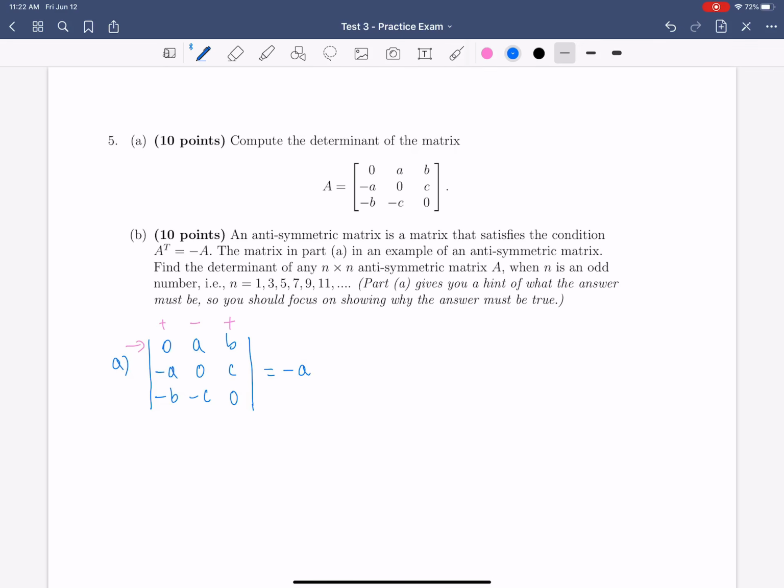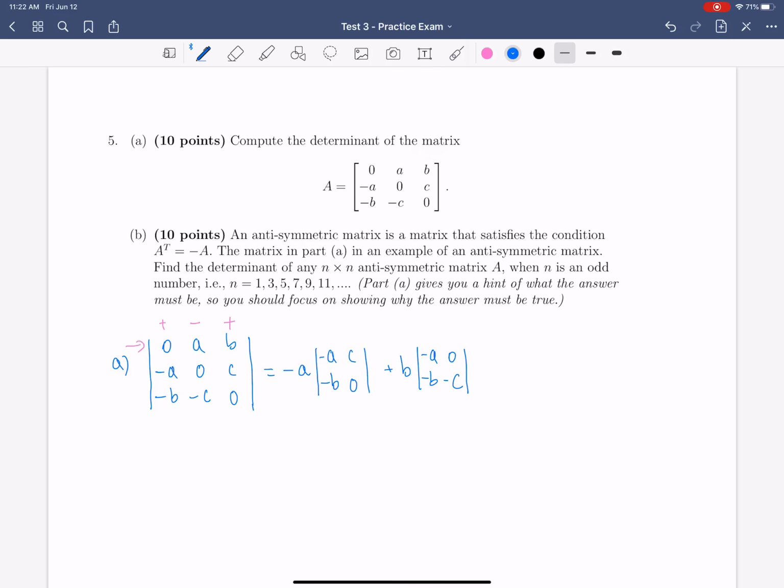Then negative A times what you get when you remove the first row and the second column. So we have A, negative B, C, 0. Oh, sorry, negative A, negative B, C, 0. And then plus B times what happens when you remove the first row and third column. That's just negative A, negative B, 0, negative C.